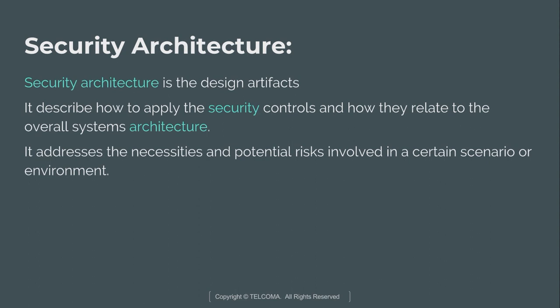So here the security architecture is a design artifact or a model. Security architecture is developed to provide guidance during the design of a product, system or the organization. It describes how to apply the security controls and how they relate to the overall system architecture. It outlines the level of assurance that is required and the potential impact that the level of security could have during the development stages and on the overall product or the organization. It addresses the necessities and potential risks involved in a certain scenario or environment.